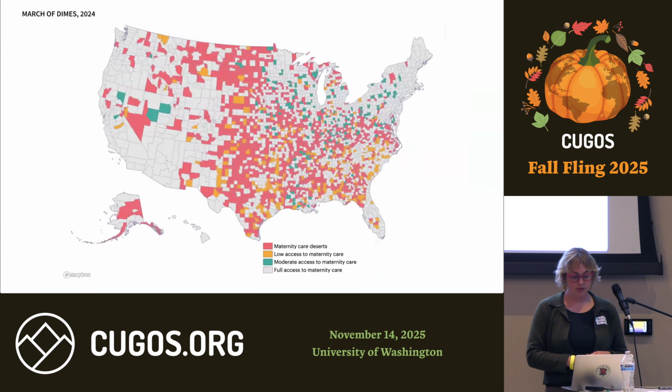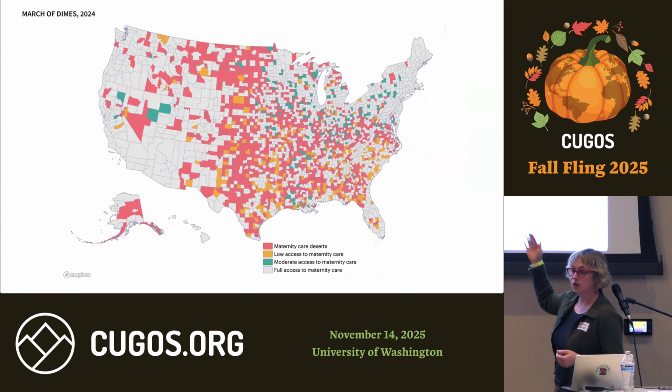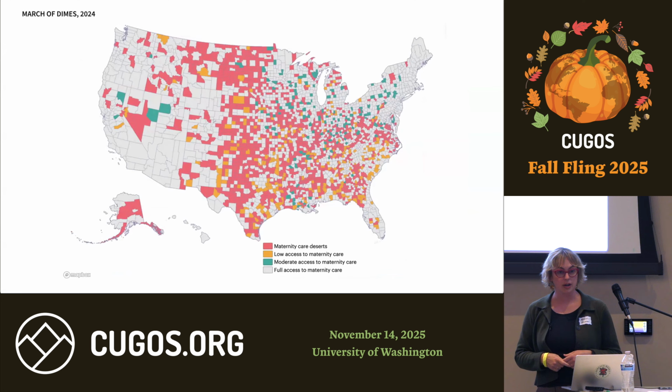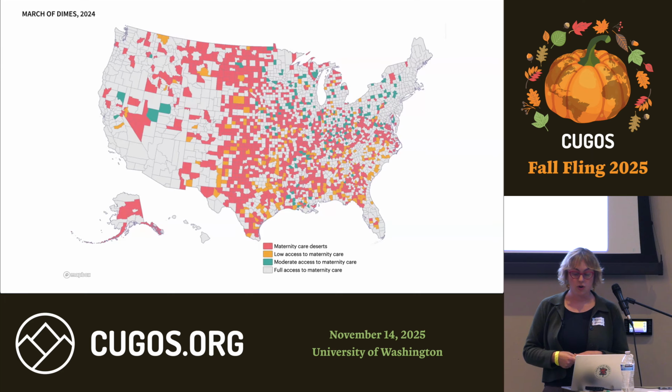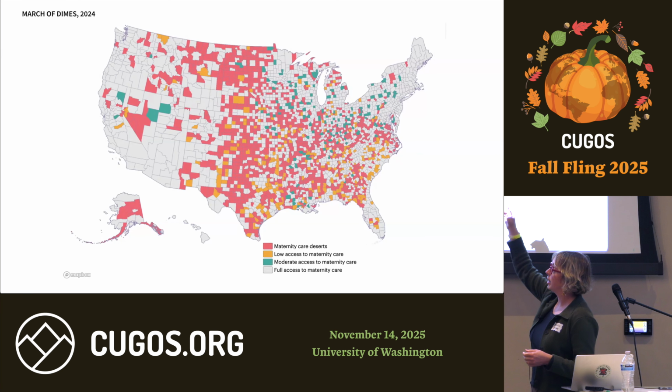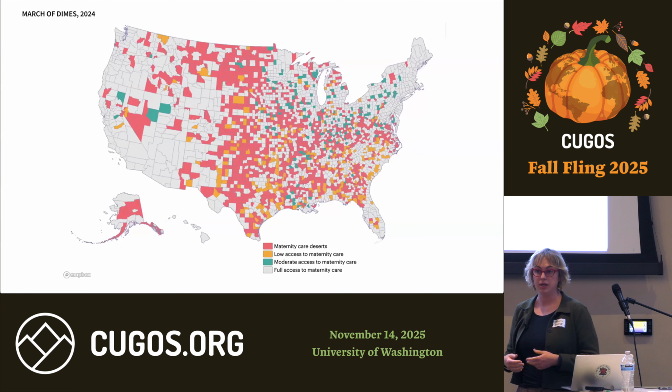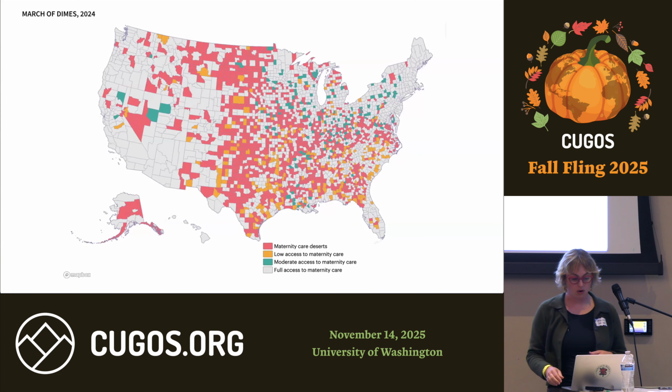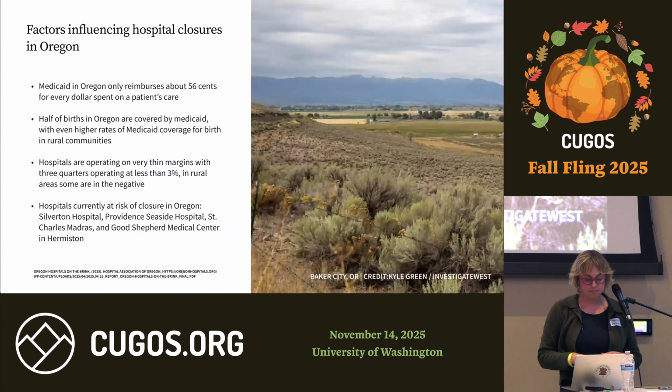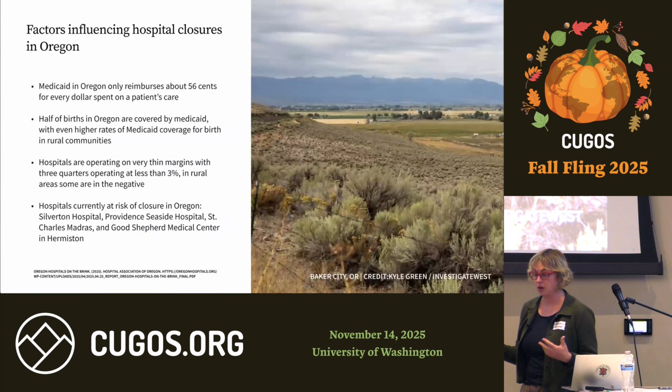And we have in the United States a maternal care desert crisis where in a lot of rural areas, even in some urban areas, there's a lack of maternal care. And that's across the board. So if you live in one of these red areas, you don't have access to any OB or maternal health resources at all. So what are the factors influencing what's going on?